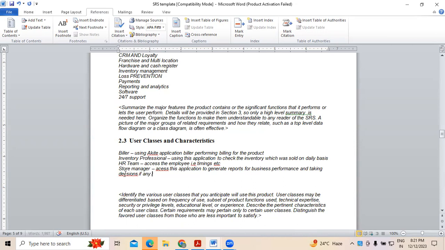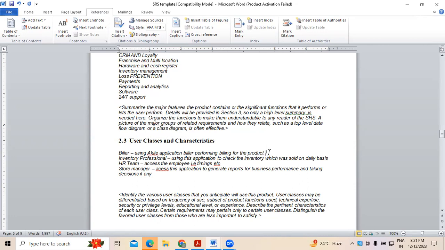Okay, taking decisions. This is where generally user means how this product is being used by the users. User classes and characteristics means how they are going to use it. The detailed one we have to write, because, for example, I've just written in a shorter format, right? So you need to write the detail, right?